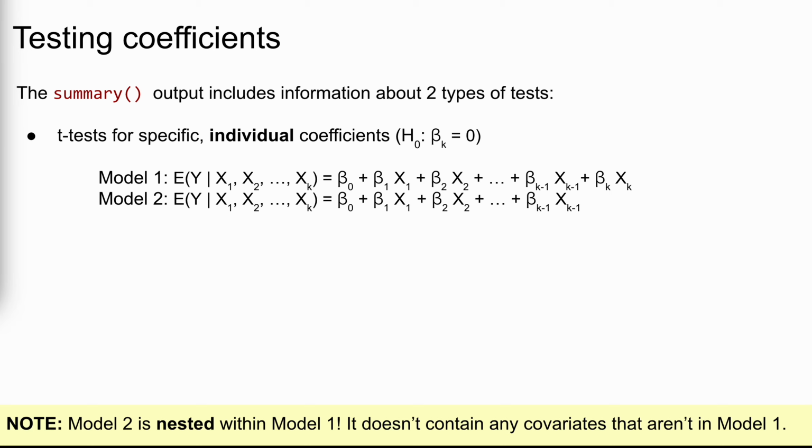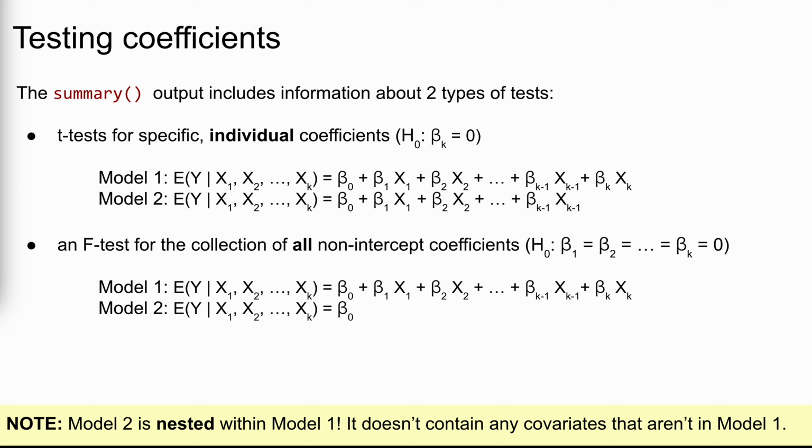Our model summary tables also report an f-test that evaluates whether all non-intercept coefficients are 0. This also boils down to the comparison of two models. Model 1, the model with everything, and Model 2, a very simple model with nothing but an intercept term. And again, Model 2 is nested inside Model 1. Namely, it contains no non-intercept terms, so it doesn't contain anything beyond what's also in Model 1.